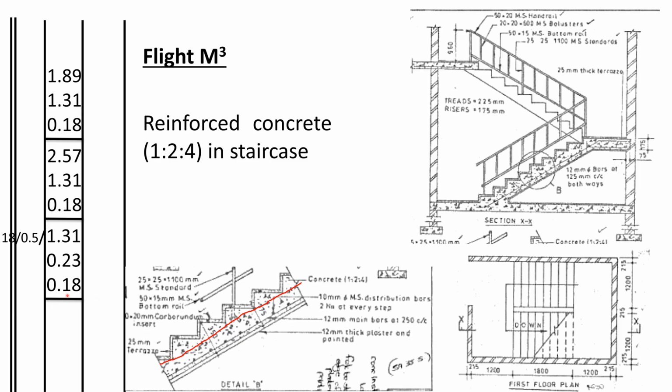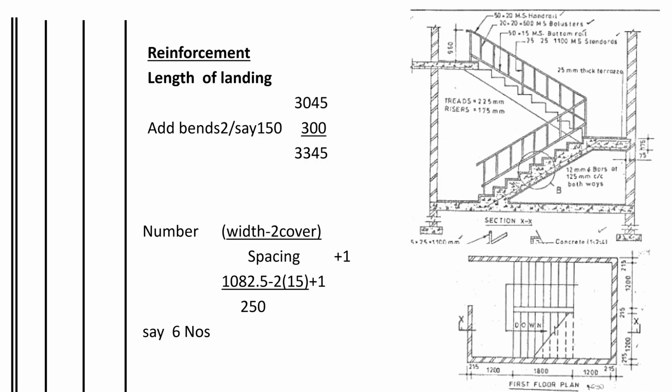How many steps do we have? We shall count them from here: 1, 2, 3, 4, 5, 6, 7, 8, 9, 10, 11, 12, 13, 14, 15, 16, 17, 18. So 18 risers. If we get all this total volume, we shall get the total volume of reinforced concrete, ratio 1:2:4, in the staircase flights. We'll go now to reinforcement.